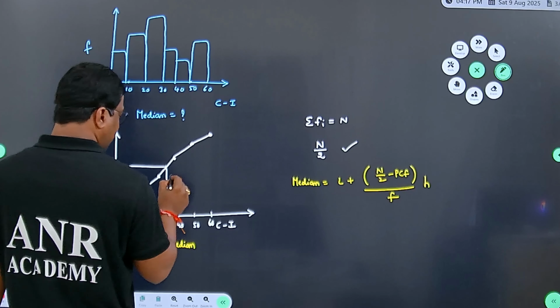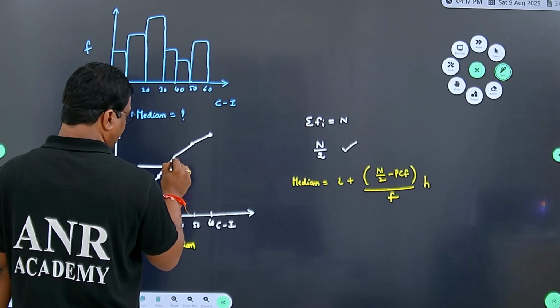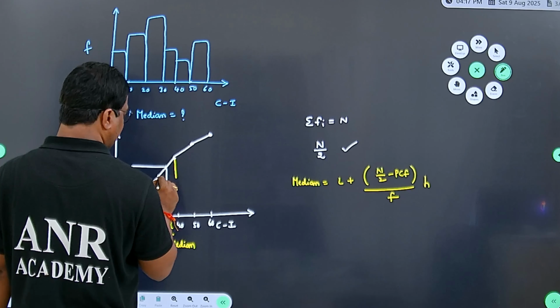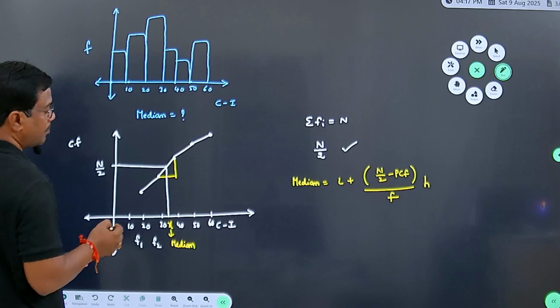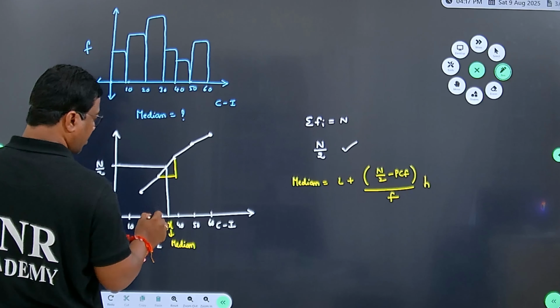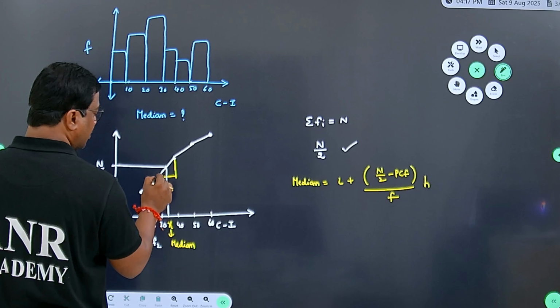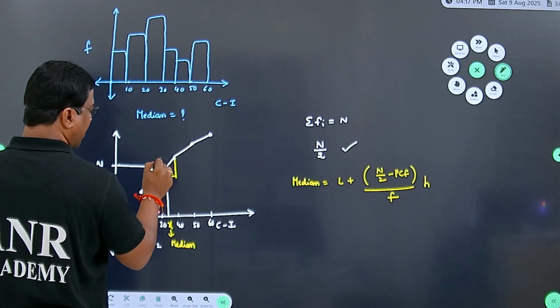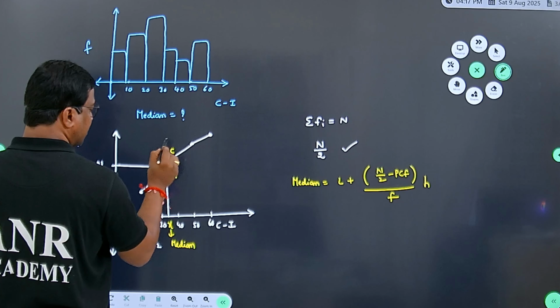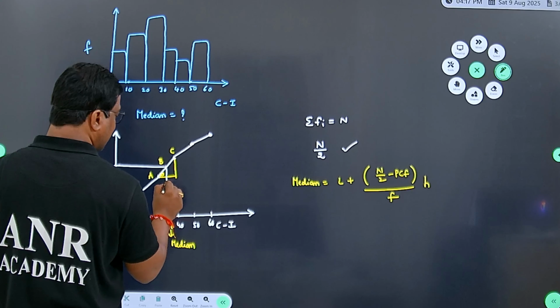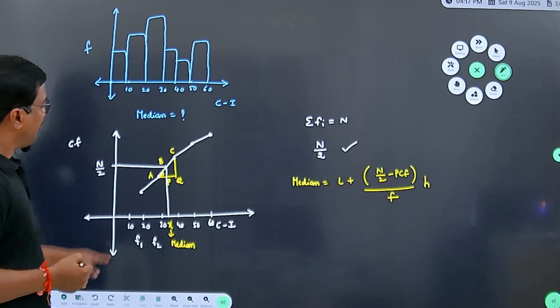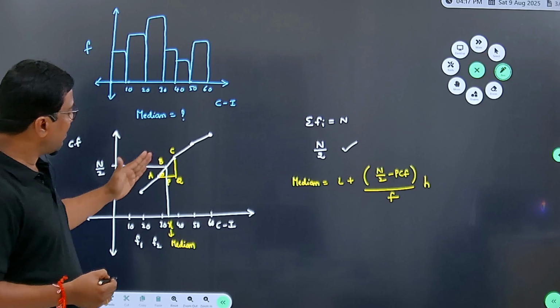I am going to drop a perpendicular from this point as well as from here to here. Now suppose that here the angle is theta. Assume that this is point A and this is B and this is C. Assume that this is Q and this one is P. From this figure I can say that slope of AB equals slope of AC.